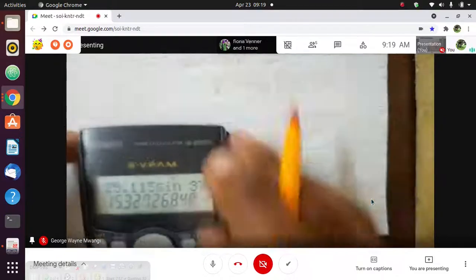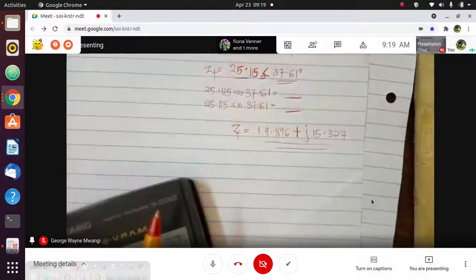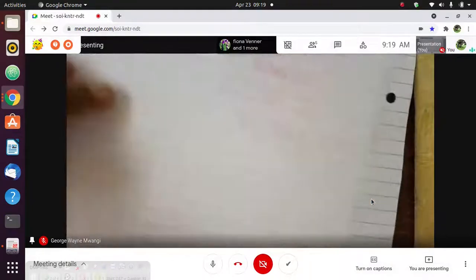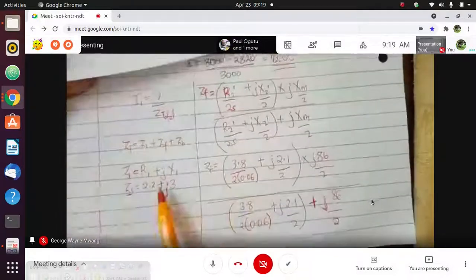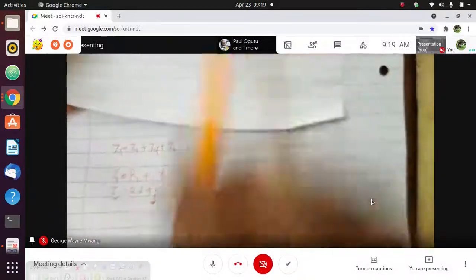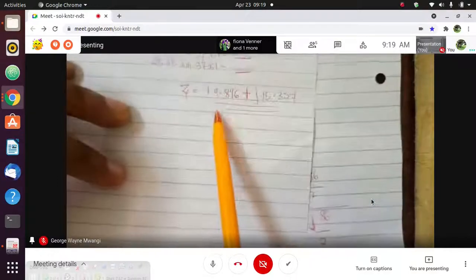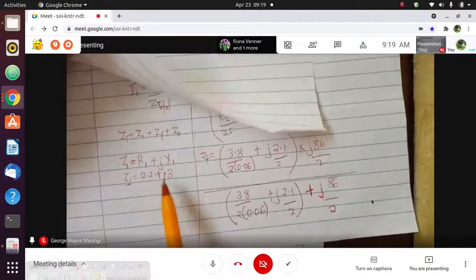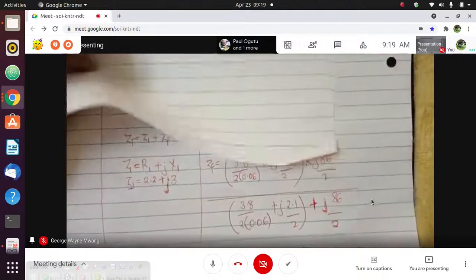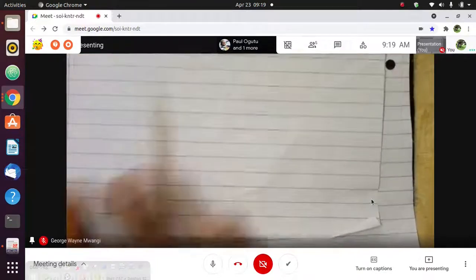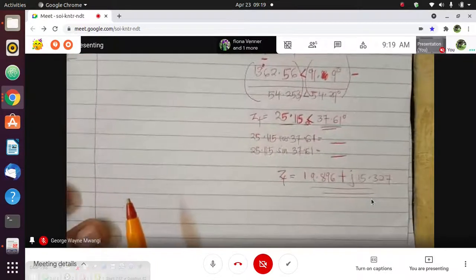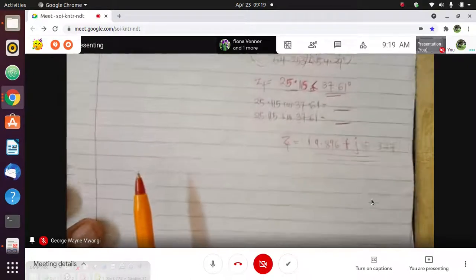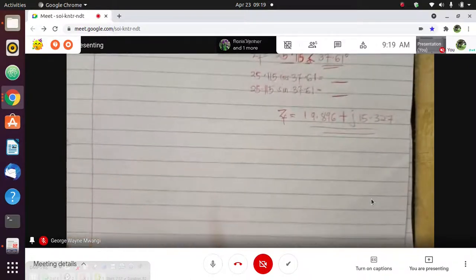If you were to add this ZF plus the Z1, it is possible because we will take the real part plus the real part, 2.2 plus 19.896, and then we take this imaginary part and add it to this imaginary part. It is possible. Are we together up to that point?